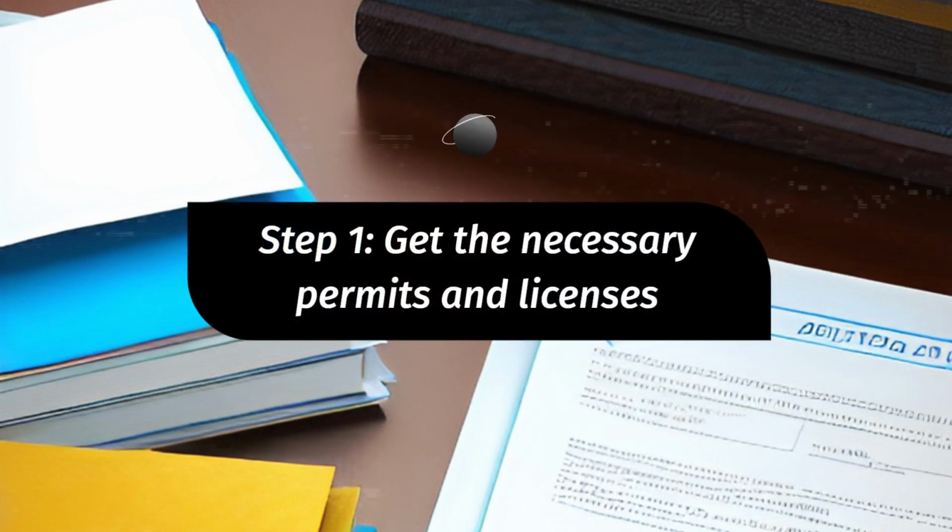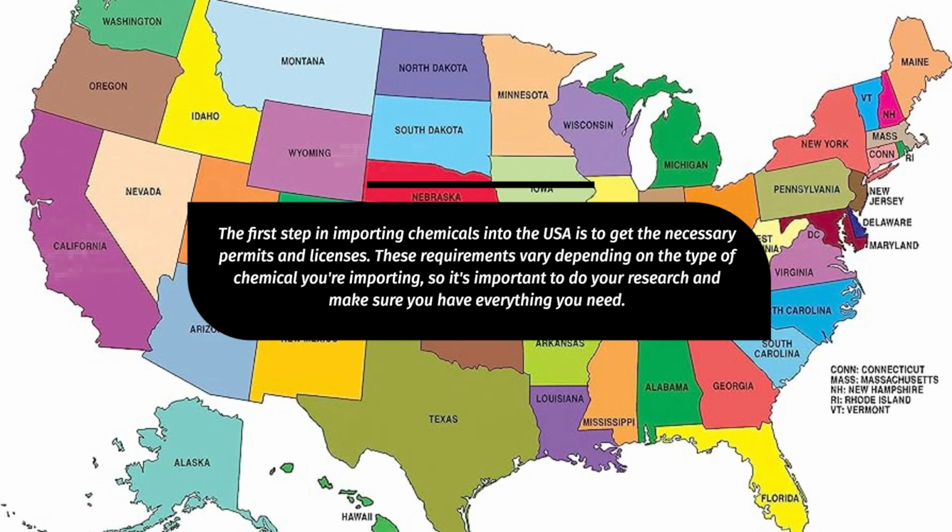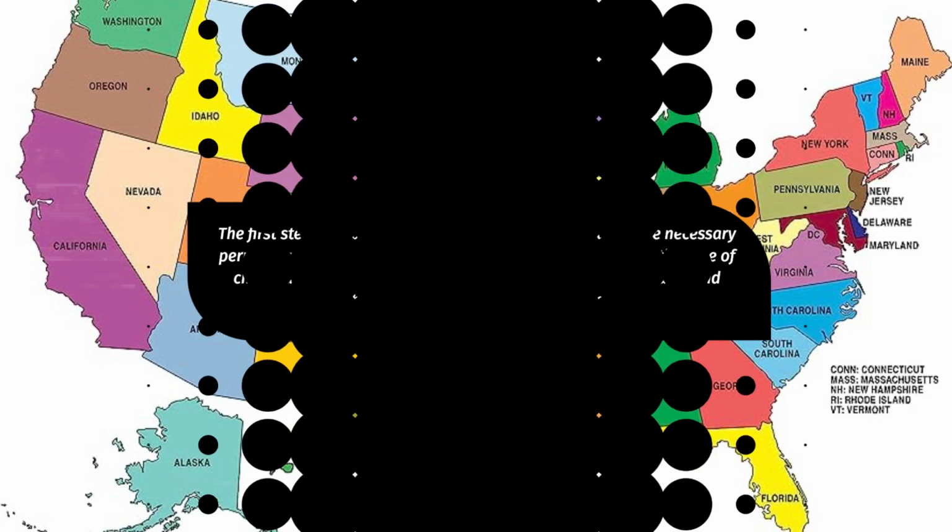Step 1. Get the necessary permits and licenses. The first step in importing chemicals into the USA is to get the necessary permits and licenses. These requirements vary depending on the type of chemical you're importing, so it's important to do your research and make sure you have everything you need.